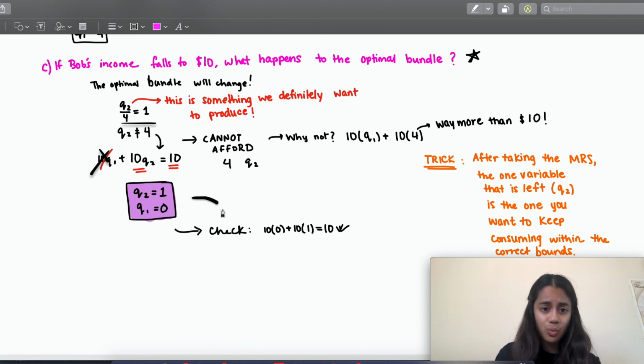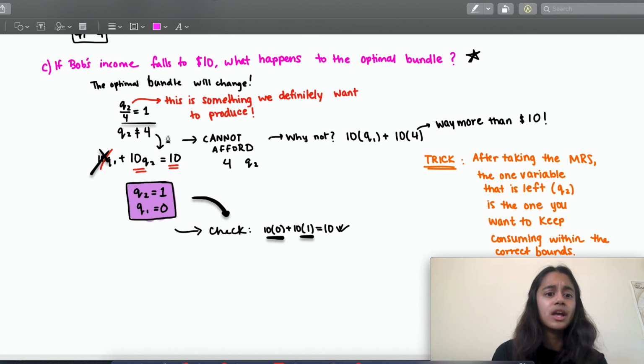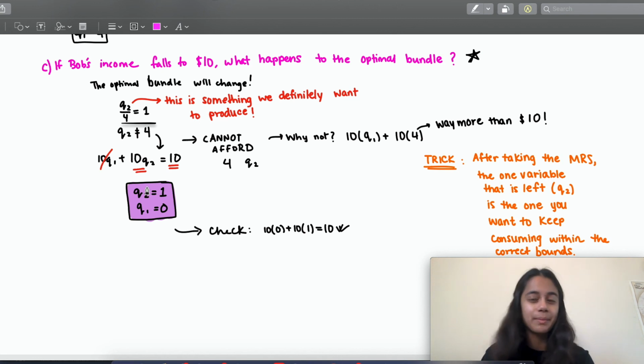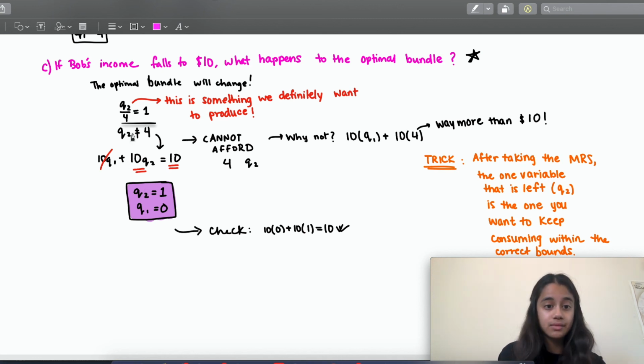And to check your work, you'll see that, okay, I'll buy none of Q1 and 1 of Q2, and I get 10, I get that income of 10. And so whenever you get rid of one of the variables, just make sure that, hey, I wouldn't prefer to buy that over the one that is still existing. So yeah, thank you.